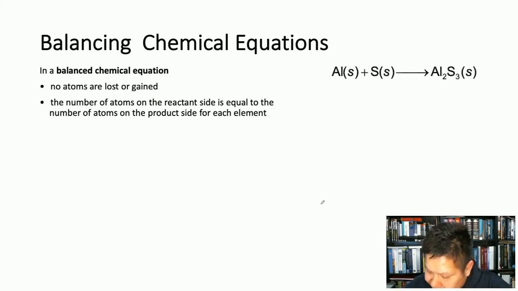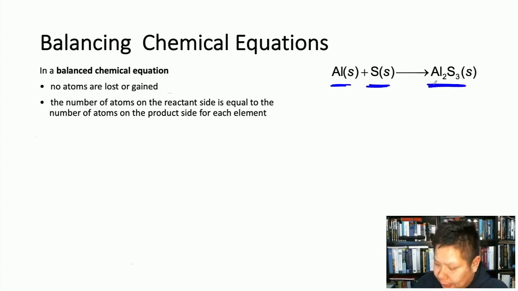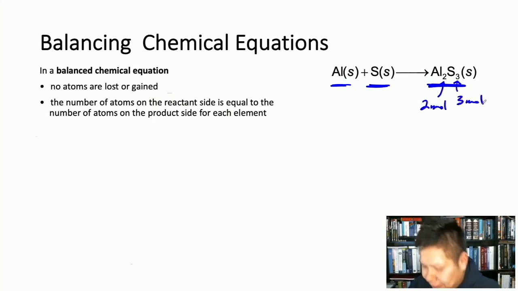So let's take a look at our first example here. It's pretty simple, right? We have some solid aluminum and some solid sulfur. When they combine with each other, they make aluminum sulfide right here. But if you look at the subscripts in the formula, there's 2 moles of aluminum here, and then 3 moles of sulfur. Well, that's not good, because on this side of the equation, there's only 1 mole of aluminum and only 1 mole of sulfur, right?